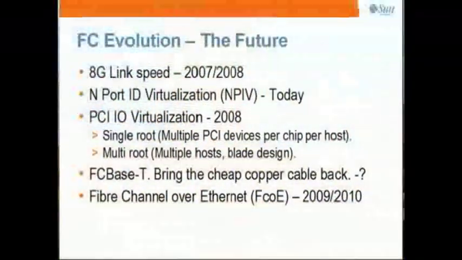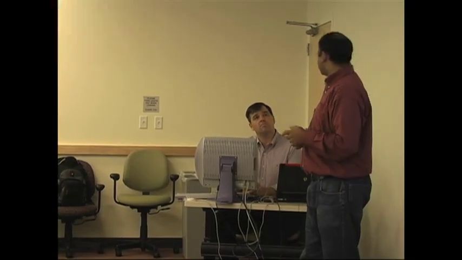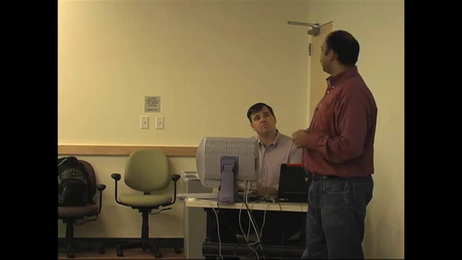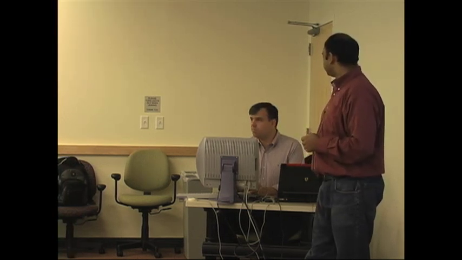8 gig in prototypes in November of this year? Yeah, so 8 gig, I think the vendors are working on the silicon, and they are saying that sometime in November, December, they will have prototypes, and early next year they will have production.